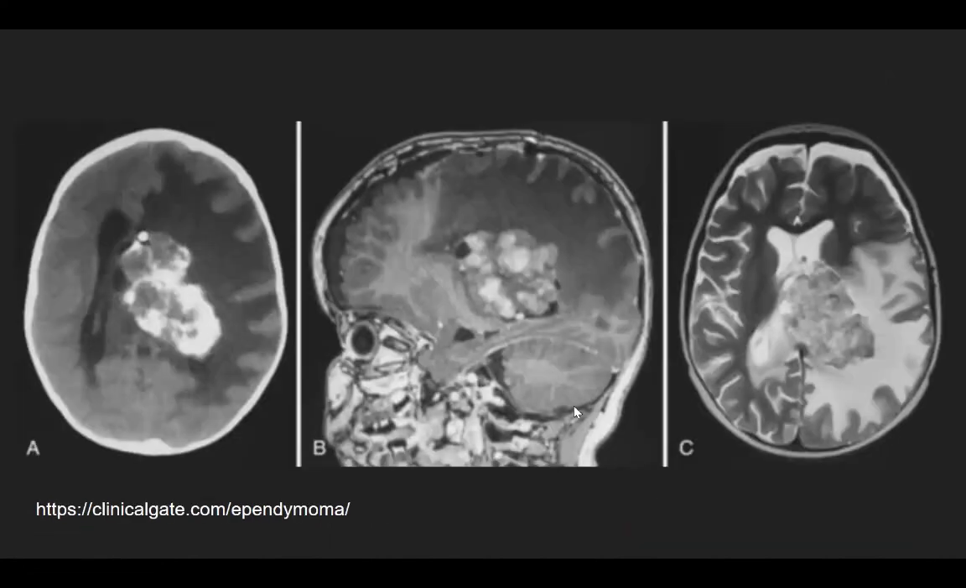This is another very interesting imaging. This is a CT brain plain axial section showing a relatively well circumscribed supratentorial lesion with a lot of calcifications.